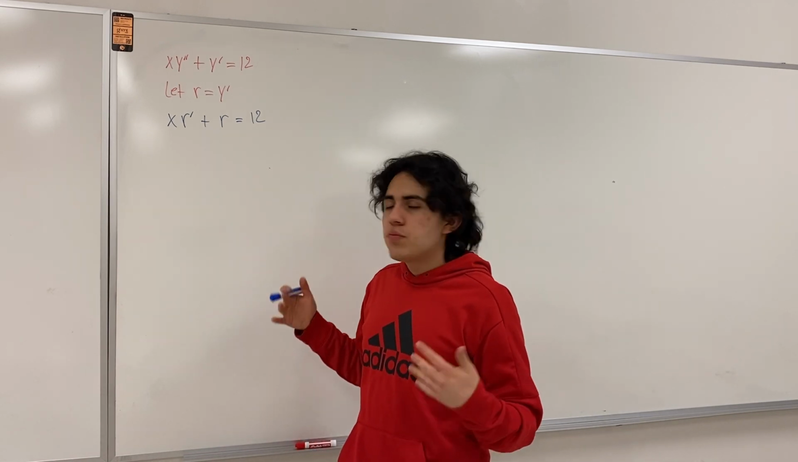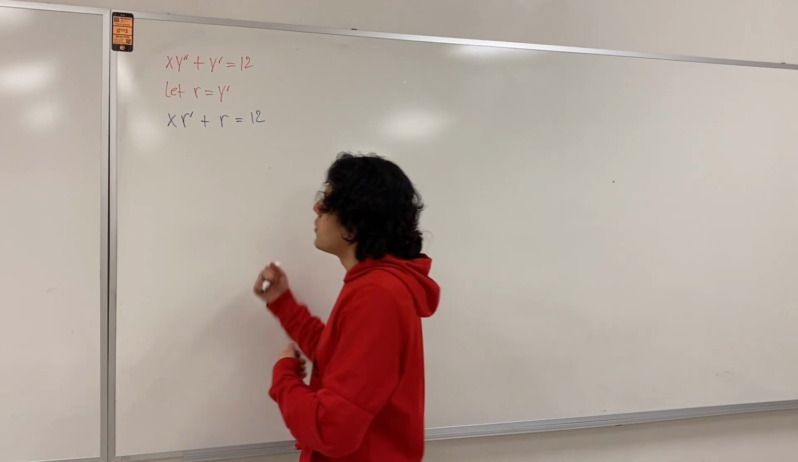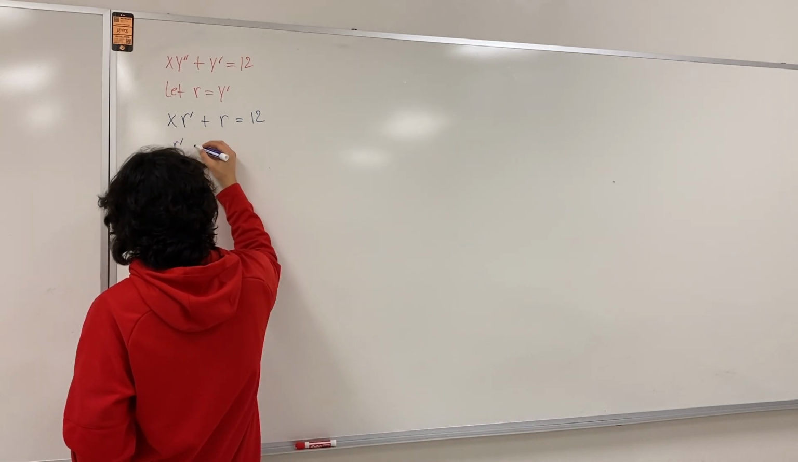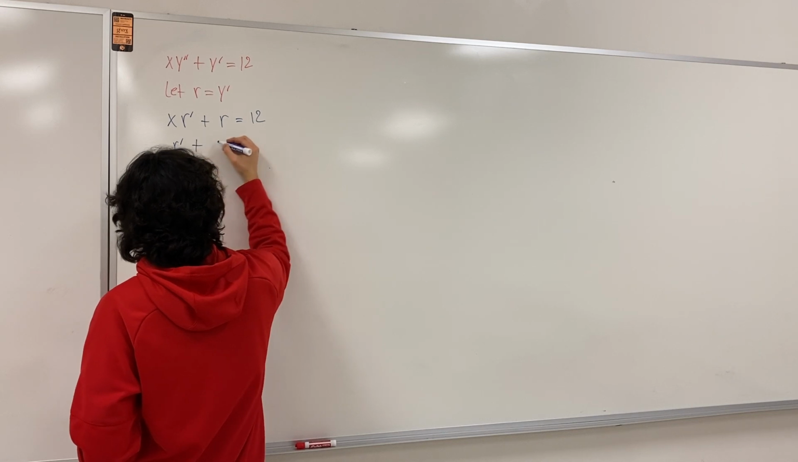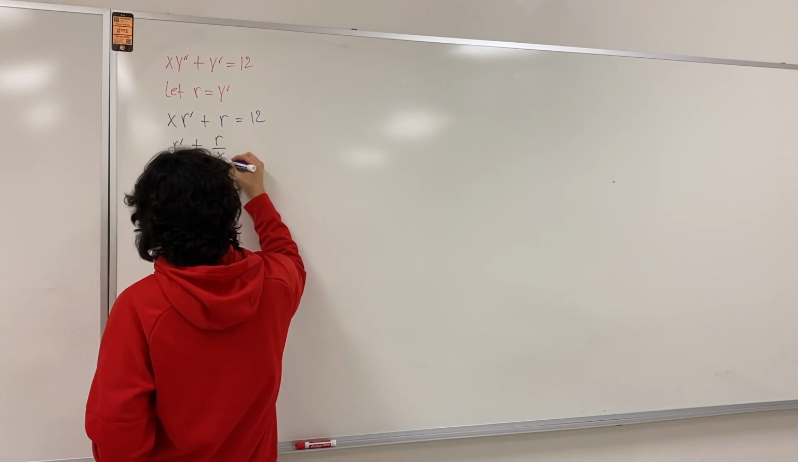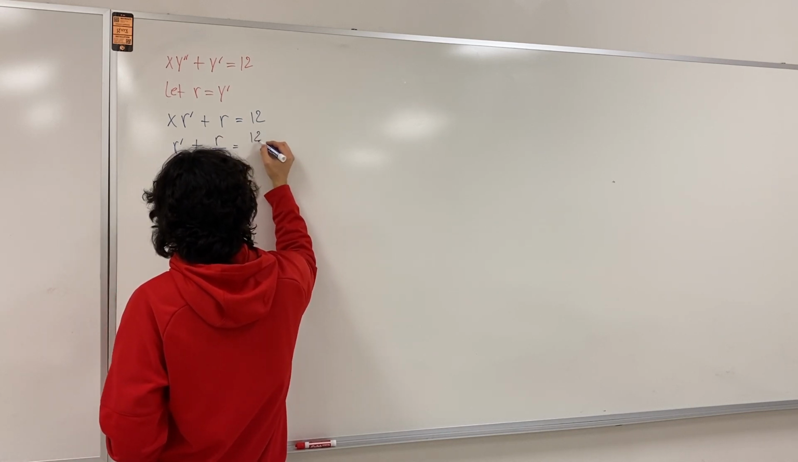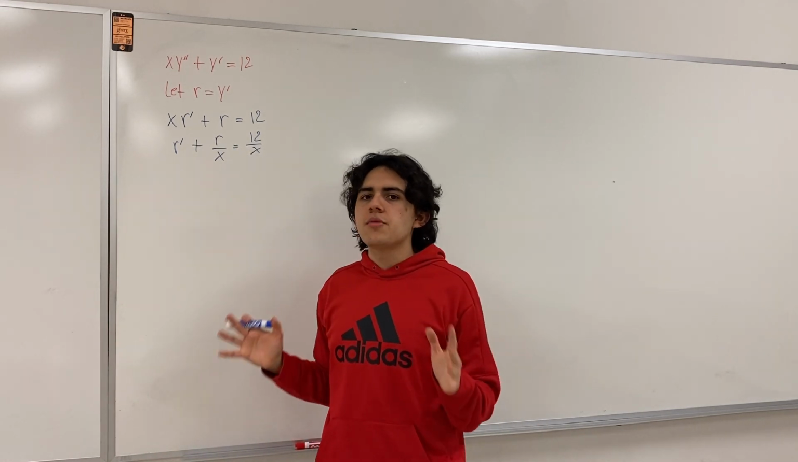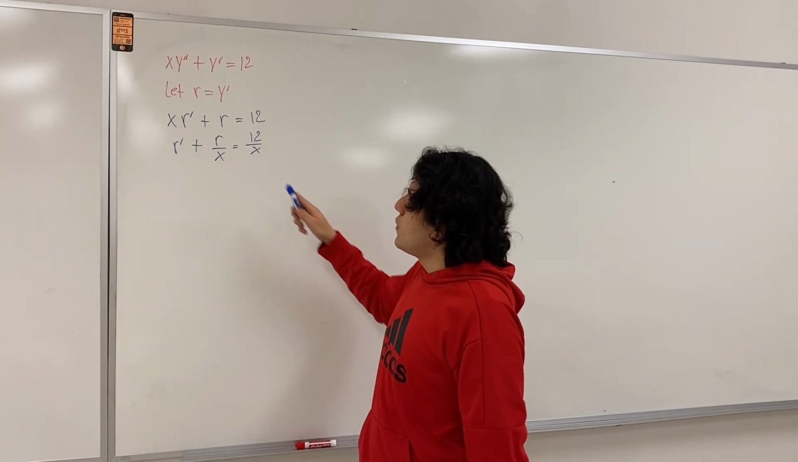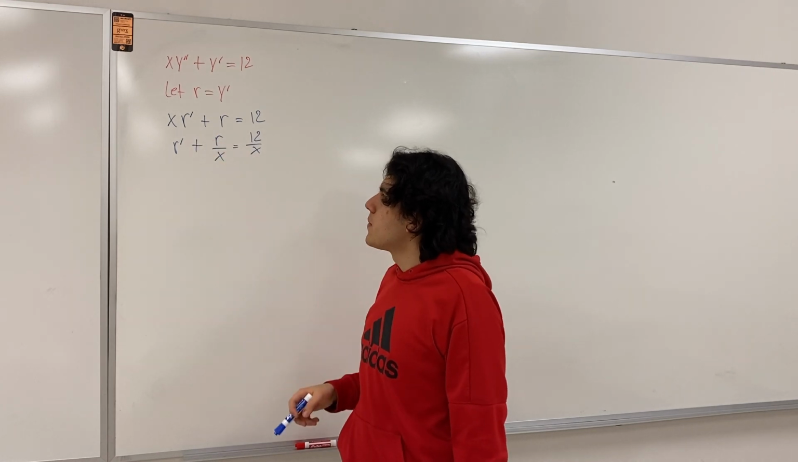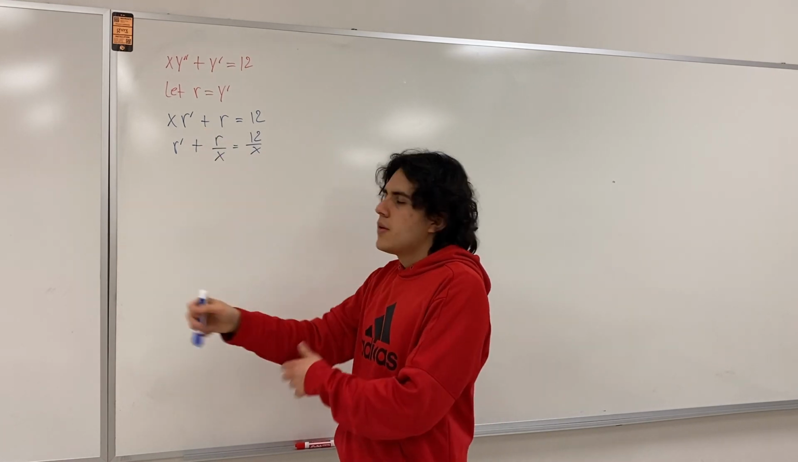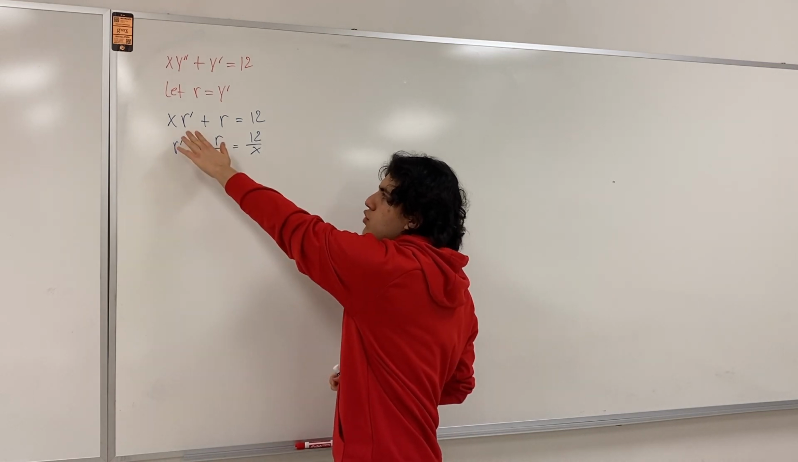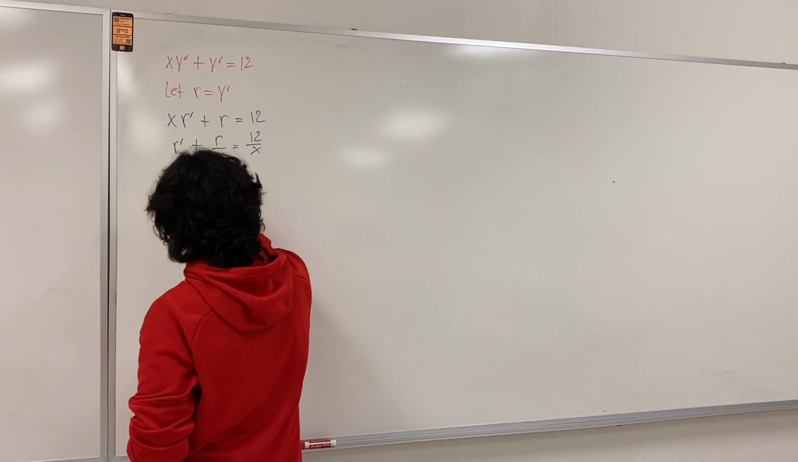Now, most people would divide both sides of the equation by x, and then that's going to give them r prime plus r over x is equal to 12 over x, okay? But there's something much smarter that you can do. If you take a really hard look at this equation, you're going to notice something. This is the same as if you just had the following derivative.